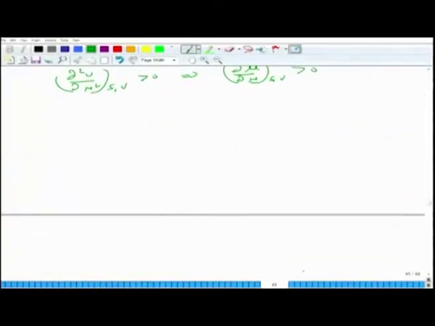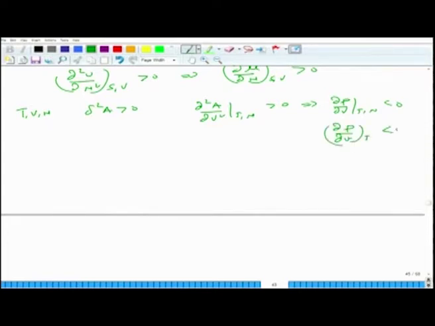Okay, I can actually extend this exercise for other cases. So I am not going to derive anything. For the case of T, V, N, del square A must be greater than 0 for stability, which means, let us say I am keeping temperature T and N fixed, del P by del V at constant T and N should be less than 0. It gives you the same expression, del P by del V at T, exactly the same expression, which you have got another way.